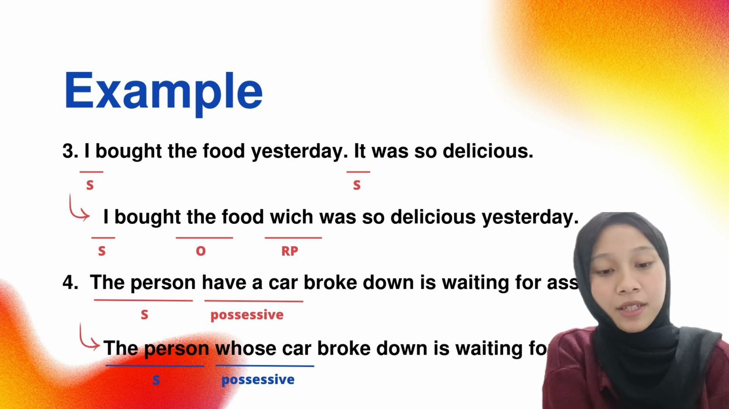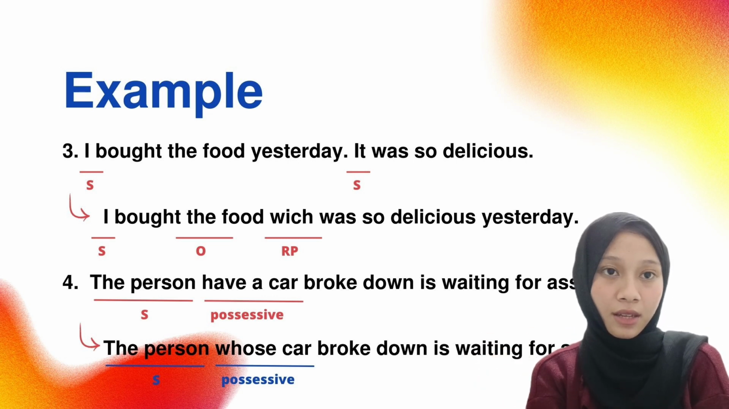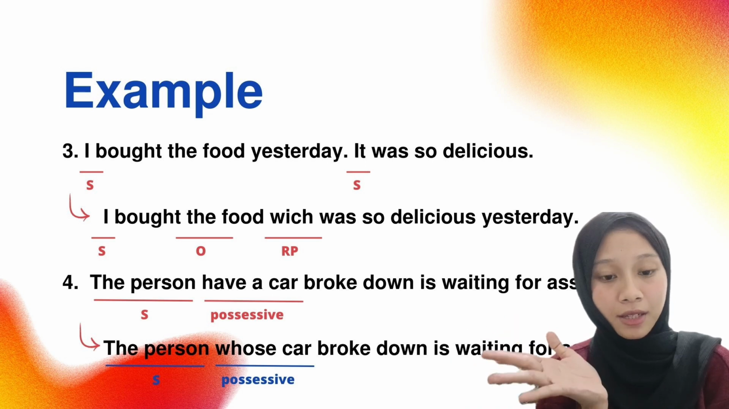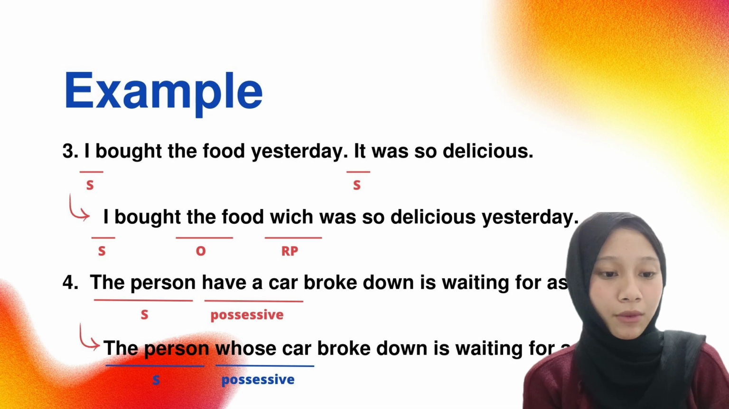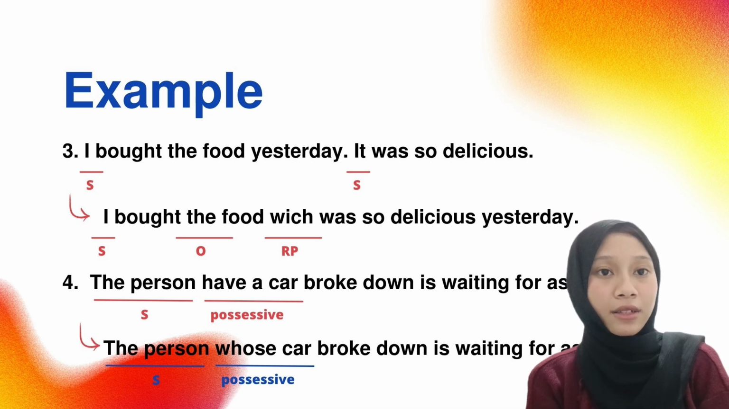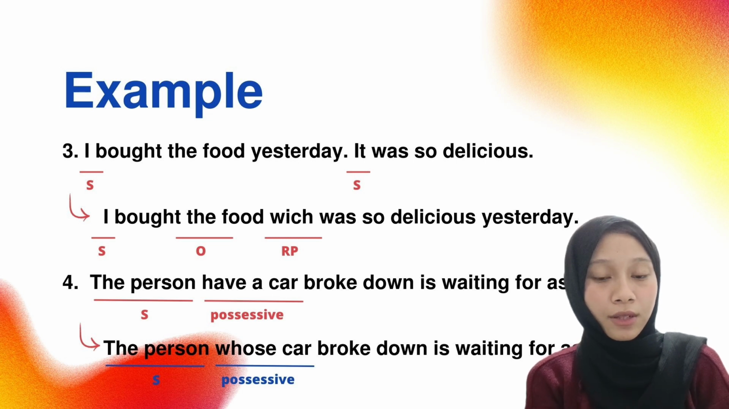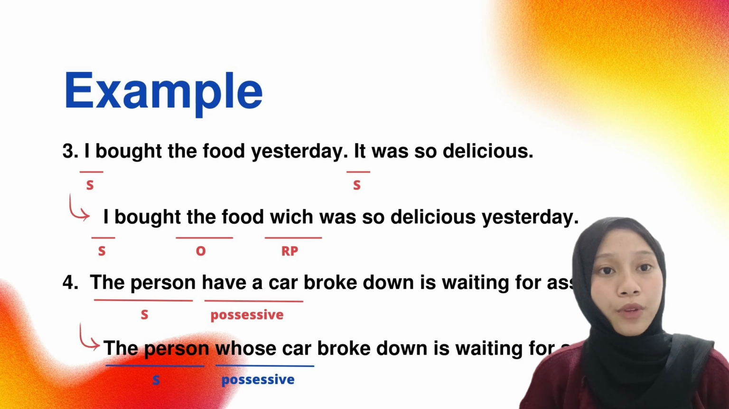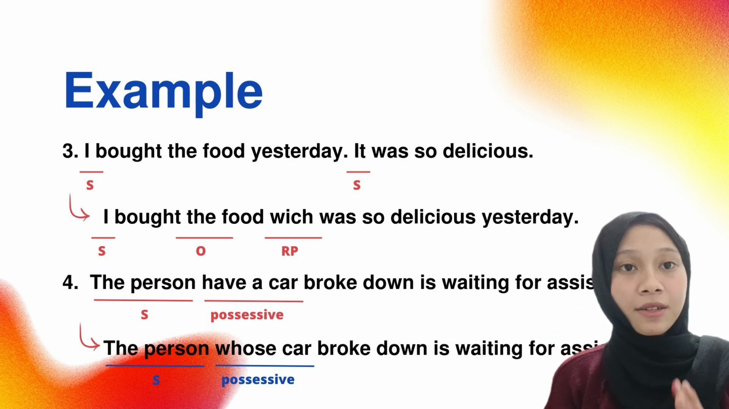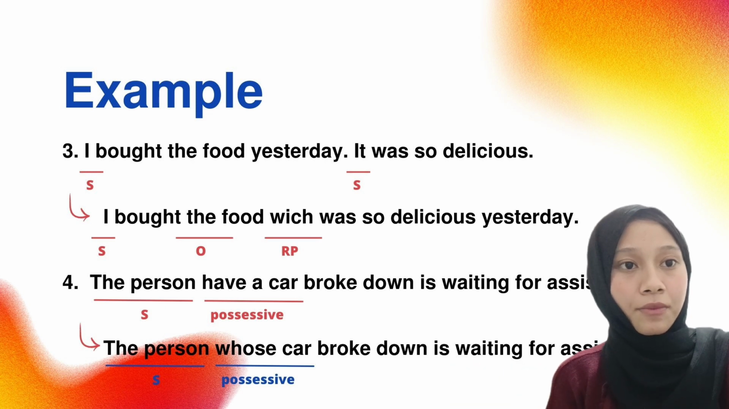The example is: the person has a car broke down is waiting for assistance. The person as a subject, has as a possessive, a car broke down is waiting for assistance as an object. We can use whose, so the person whose car broke down is waiting for assistance. Why do we use whose? Because the person is being possessive and the object is related to the subject.